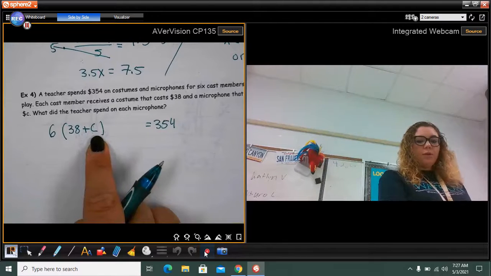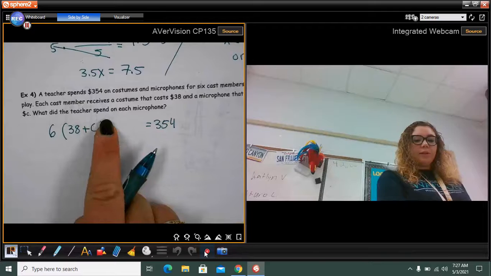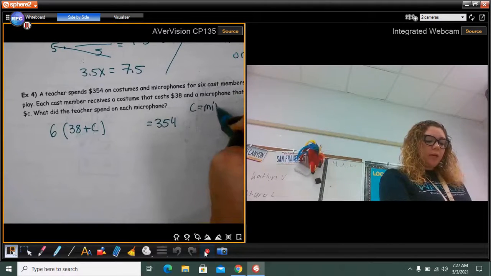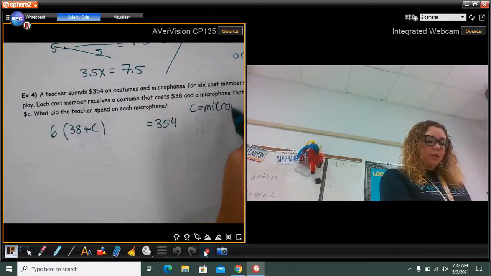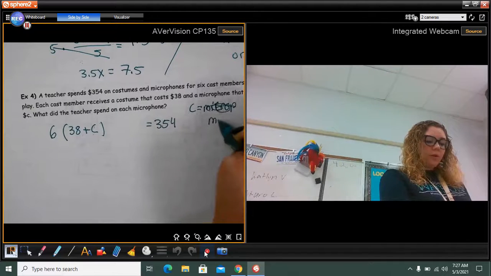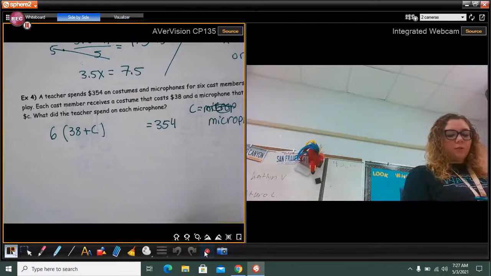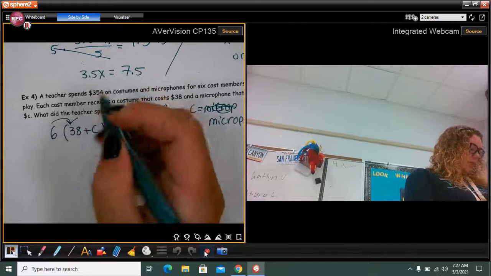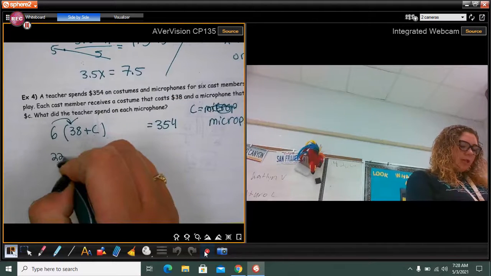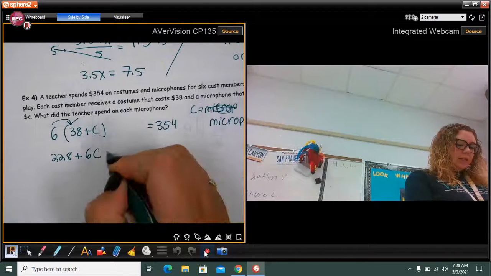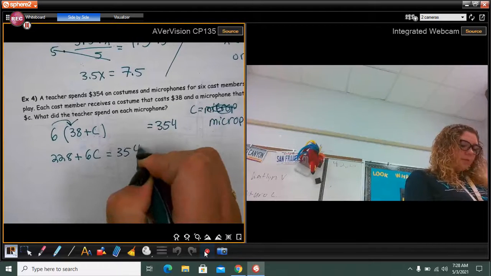And they want to know, what did this teacher spend on each microphone? We know C equals microphone. So now it's an equation and we just need to solve it. Step 1 is distribute. 6 times 38 is going to give me 228, plus 6 times C, which is just 6C, equals 354.